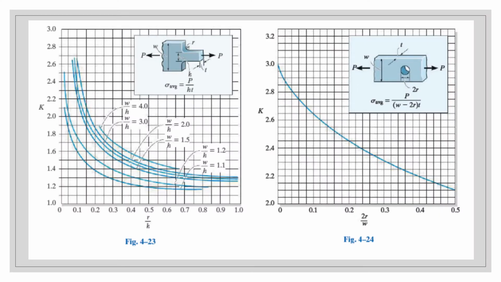These are the charts that allow us to predict or estimate the value of the maximum stress. Figure 4-23 is used for the fillet, and figure 4-24 is used for the hole.